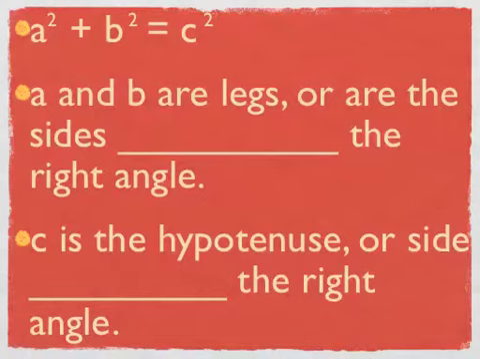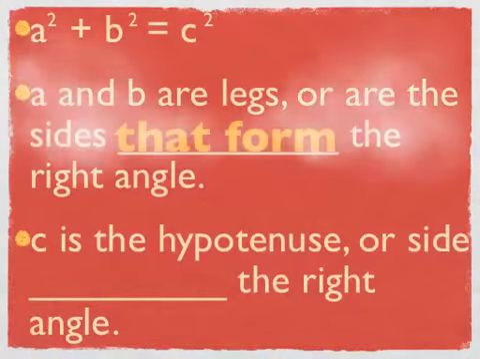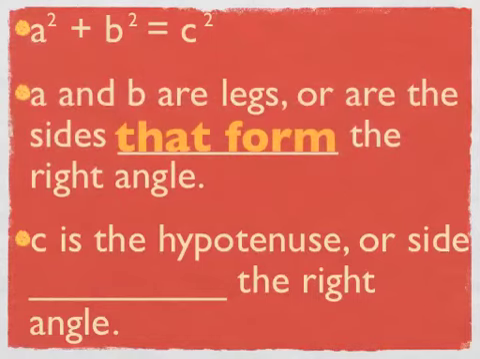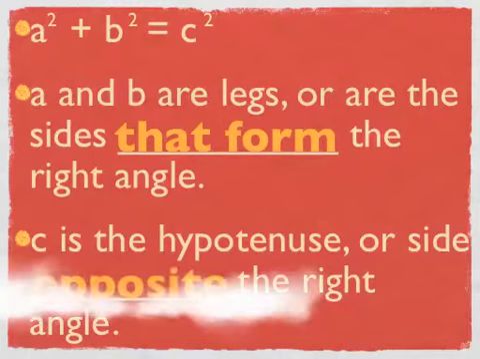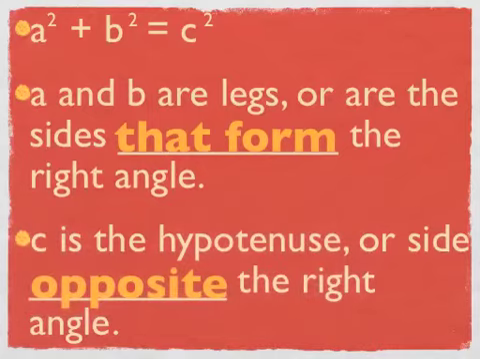In this formula, a and b are going to be the legs. The legs of a right triangle, remember, are the sides that form the right angle. And then c is going to be the hypotenuse. And remember, the hypotenuse of a right triangle is the side that is opposite the right angle.